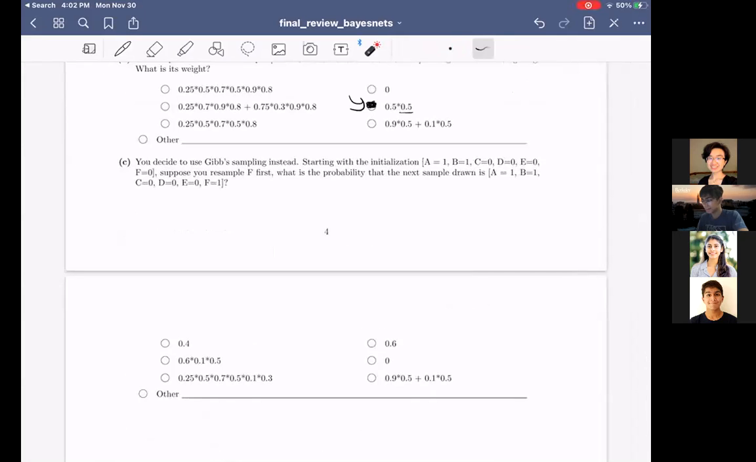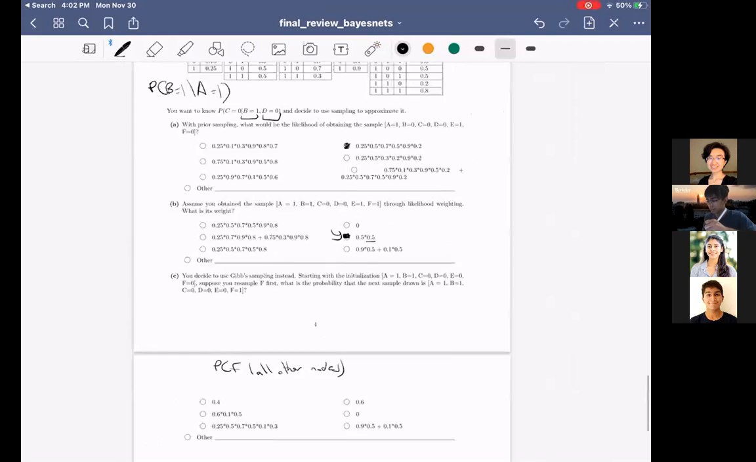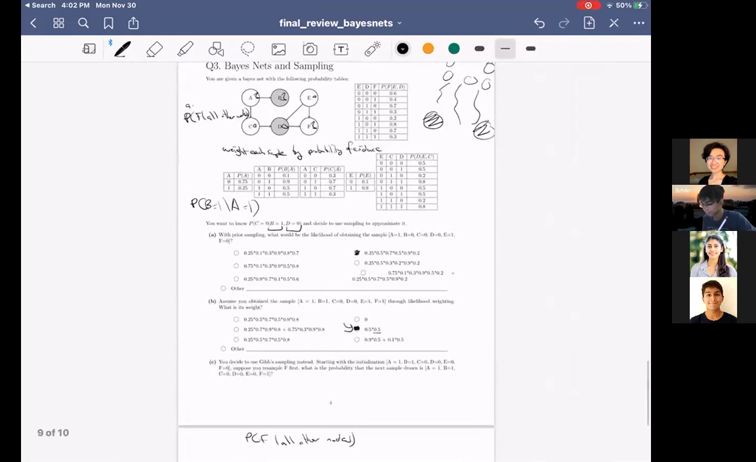Let's say we start with this initial distribution and we resample F, as I was saying. What is the probability that the next sample drawn is this sample? You'll notice that the only thing that changed here was F, because everything else remains fixed. Anyone know how I can compute this probability of F given all other nodes in the Bayes net? I'll zoom out and show you the Bayes net.